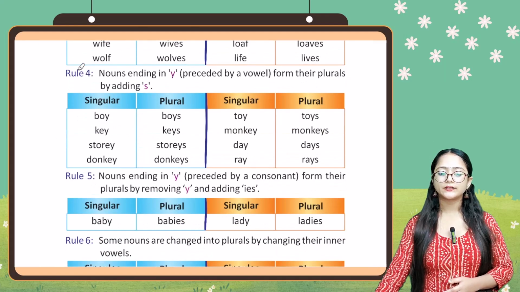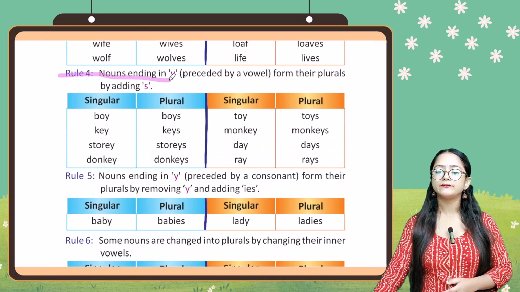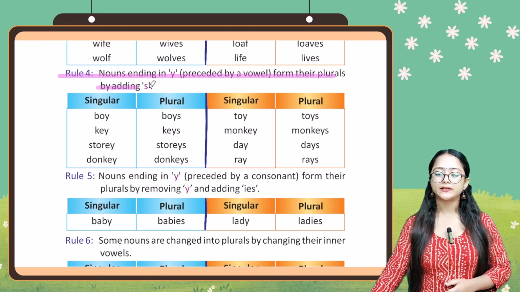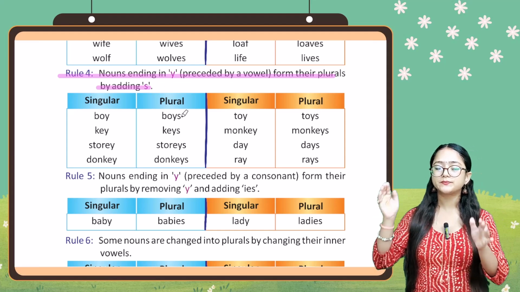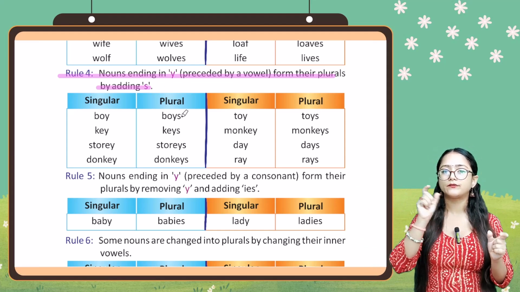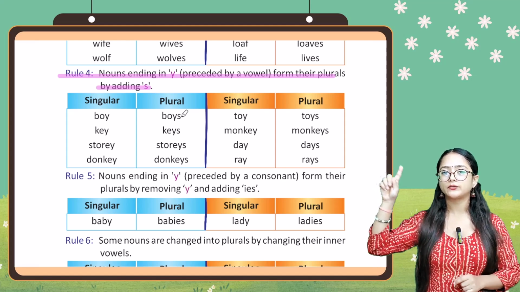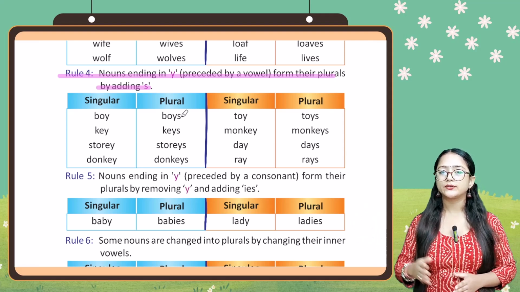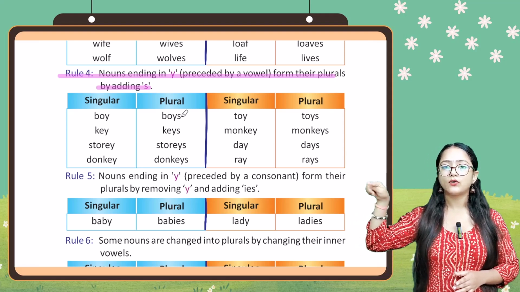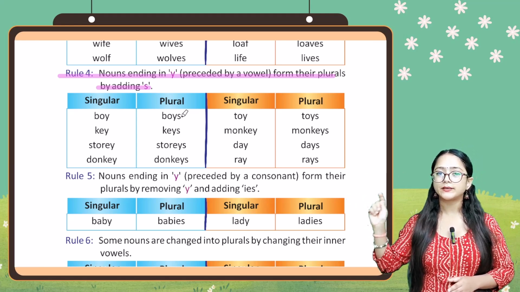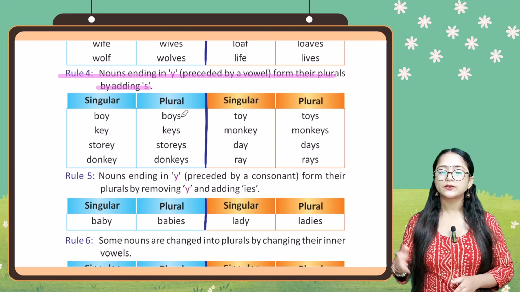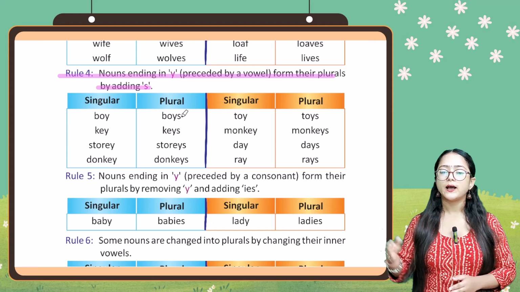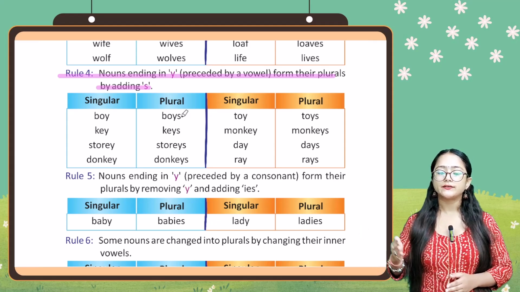Now let's talk about rule number 4. Nouns ending in Y preceded by a vowel form their plurals by adding S. A noun which ends with Y but has a vowel before it, at that time you have to add only S. For example, boy, boys. You can clearly see that there is Y after the vowel O, so you just have to add S. Next, key, keys. Story, stories. Donkey, donkeys. Toy, toys. Monkey, monkeys. Day, days. Ray, rays.